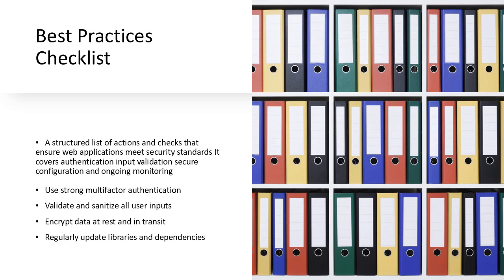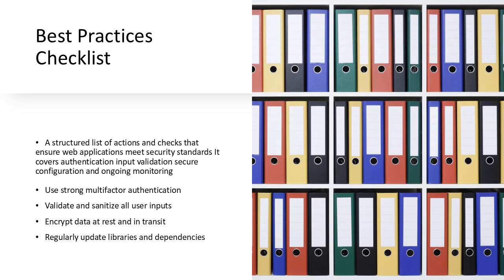Best Practices Checklist. Imagine you are ordering food online from a restaurant website. You want to make sure your personal and payment info is secure, right? Use strong multi-factor authentication, like when you order, the site asks for both your password and a one-time code sent to your phone. Validate and sanitize all user inputs. If you put in a special character like an asterisk, backslash, or bracket, it gets filtered out by the website. This helps prevent hackers from putting malicious code into forms.